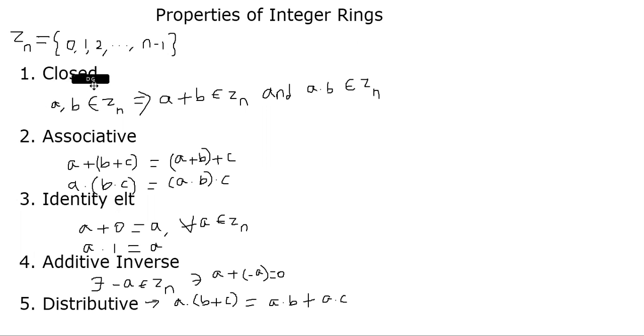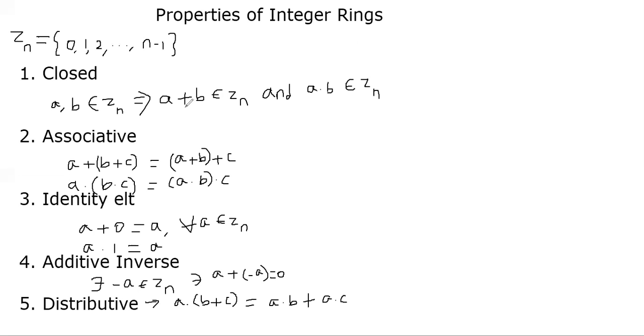And the very first property we usually state is closure. That means if you take any a and b from Zn, a plus b must also be an element in Zn, and a times b must also be an element in Zn. And for the plus and the dot, we usually use mod n. We add a and b, and then we apply mod n. We talked about it in the previous segment. Similarly, a times b, and then we do mod n. That's the meaning of plus and dot respectively.